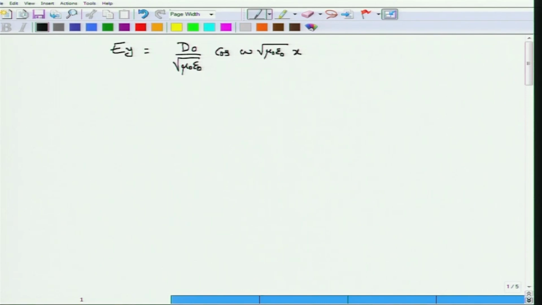Now someone also has calculated the magnetic field, or magnetic flux density component Bz, and they have given this as minus j d0 sine, not cos, but sine of omega square root mu 0 epsilon 0 into x.